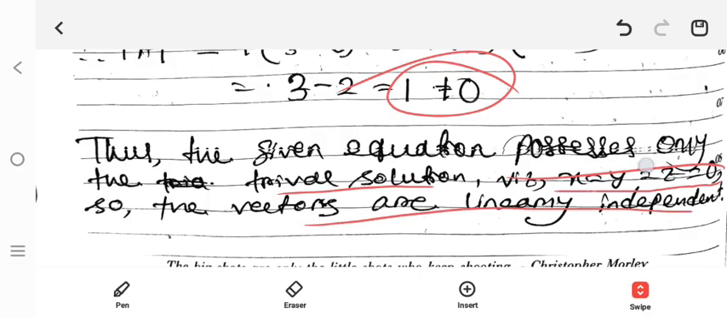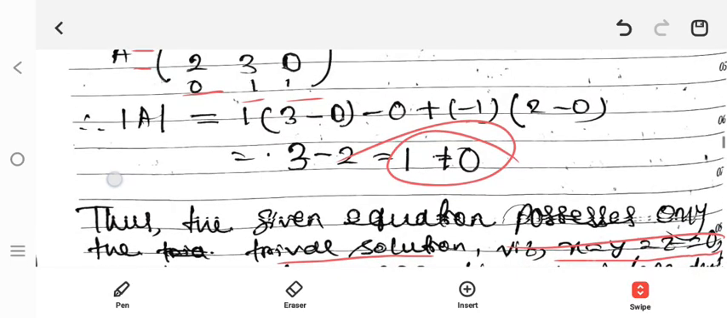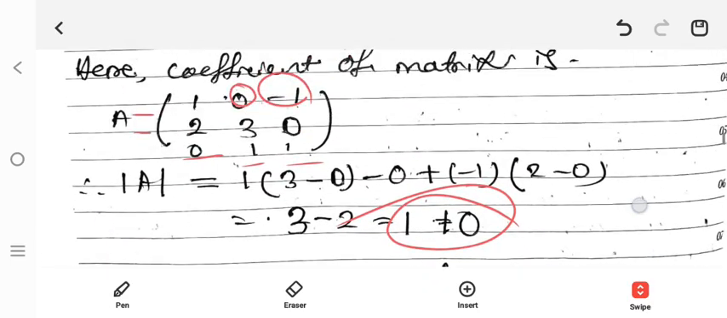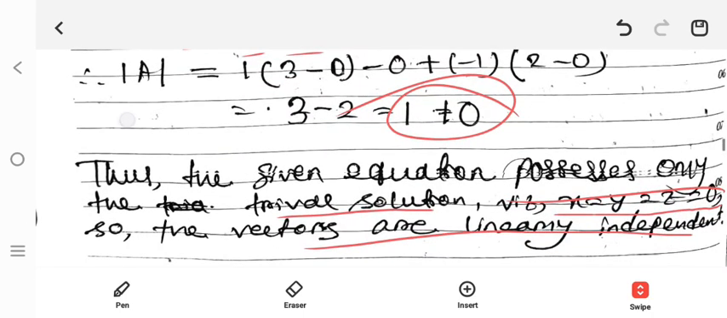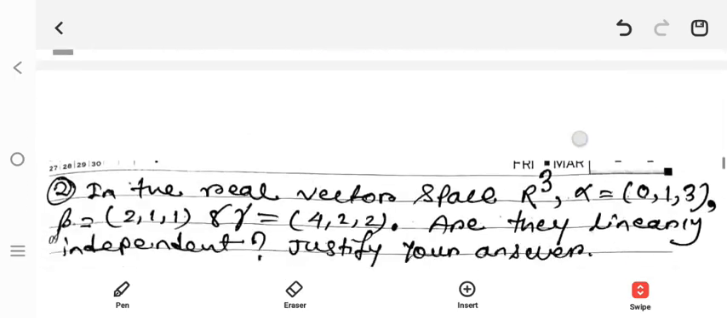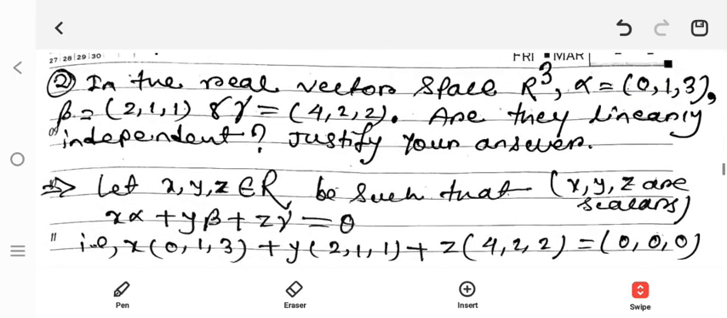Just check whether the determinant of our coefficient matrix is 0 or not. If it's not 0, then the vectors are linearly independent, and if it becomes 0, then the given vectors are linearly dependent. So let's see our next question.